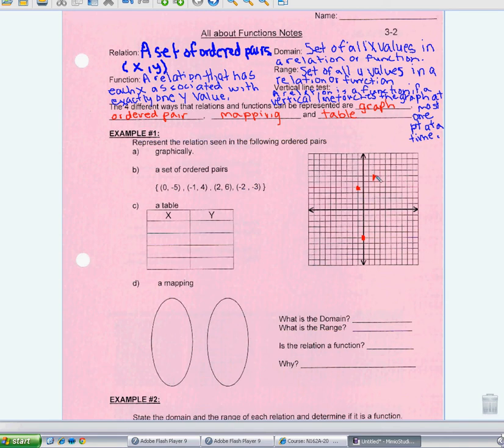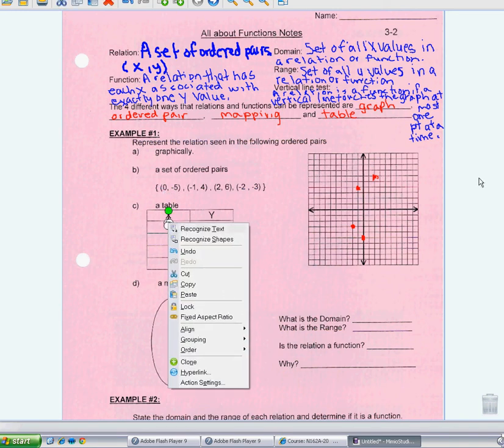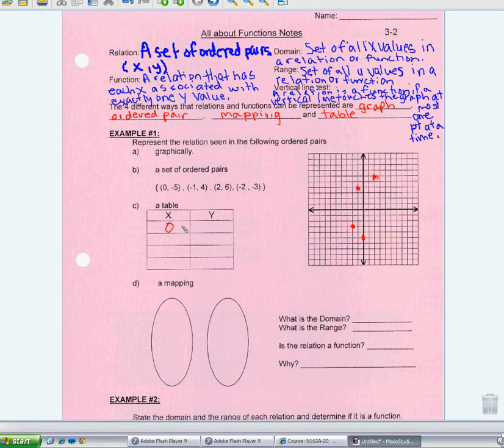And negative 2, negative 3. I'm going to move to the left 2 and down 3. And I have graphed my relation. In the table, my x values go here, so my first point is 0, -5. So I'm going to have 0, -5, -1, 4, 2, 6, and -2, -3. So I'm just placing the ordered pairs into table format with my x values and y values.